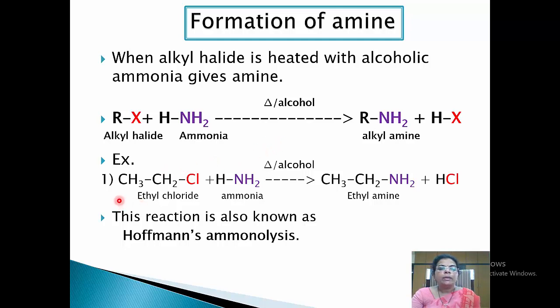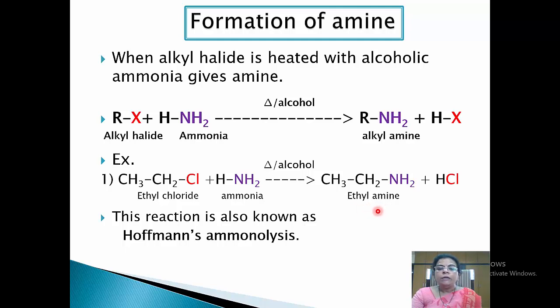For example, when ethyl chloride is boiled with alcoholic ammonia, it gives ethylamine. The reaction is CH3CH2Cl plus NH3, when heated in alcoholic medium, gives CH3CH2NH2 plus HCl. This reaction is also known as Hofmann's ammonolysis. In this reaction, first the primary amine is formed, that is ethylamine is a primary amine.